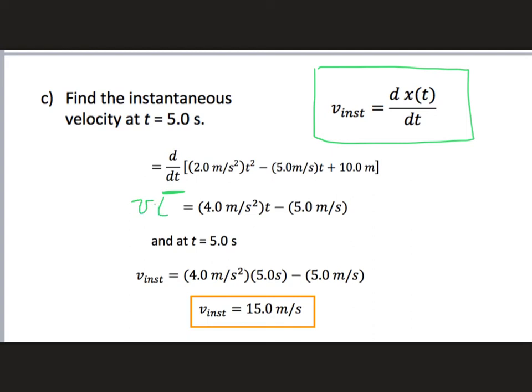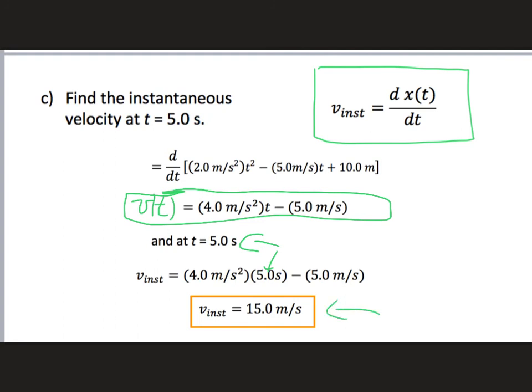This would be v as a function of t. For any time t, that's going to be 4 meters per second squared times t minus 5 meters per second. And so if I want to know what the instantaneous velocity is at 5 seconds, I simply plug in that 5 seconds for the t, and I get 4 times 5 is 20, minus 5 gives me 15. And so my instantaneous velocity is 15 meters per second, and that is at t equal to 5 seconds. If I picked a different time, I'd have a different instantaneous velocity. I just plug it in.